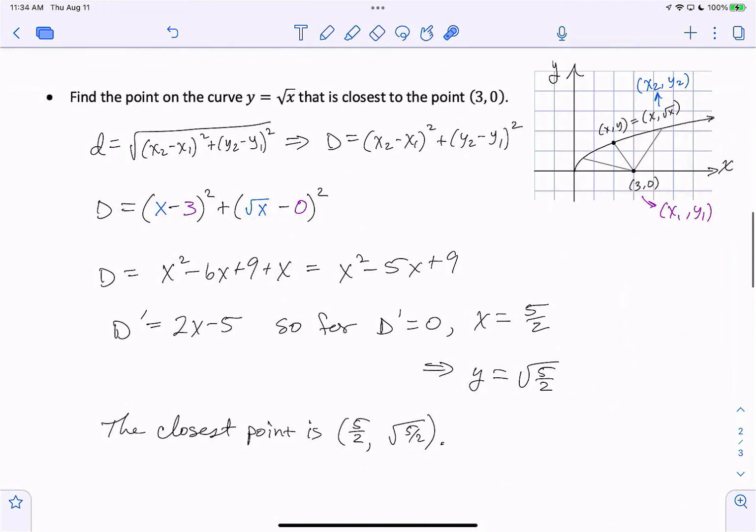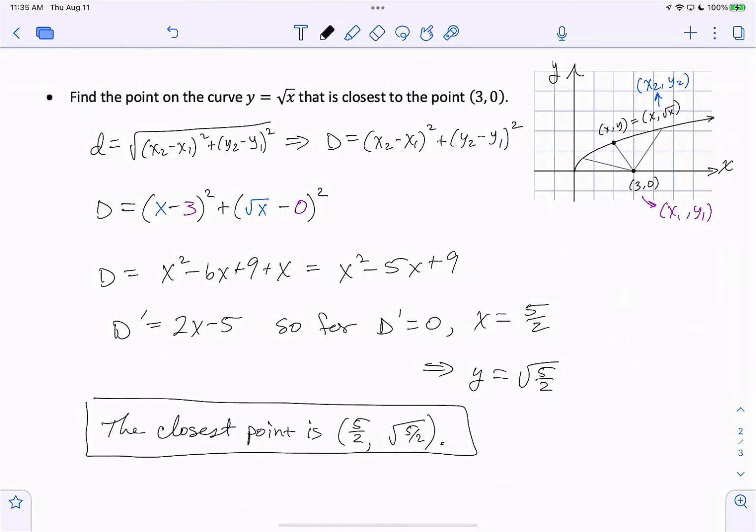The bottom line after I simplify and differentiate is that x is equal to 5 halves. Since y is equal to the square root of x, y is equal to the square root of 5 halves. And so the closest point is 5 halves, square root of 5 halves. And yes, square root of 5 halves is perfectly acceptable as a form of an answer. You don't need to rationalize denominators.